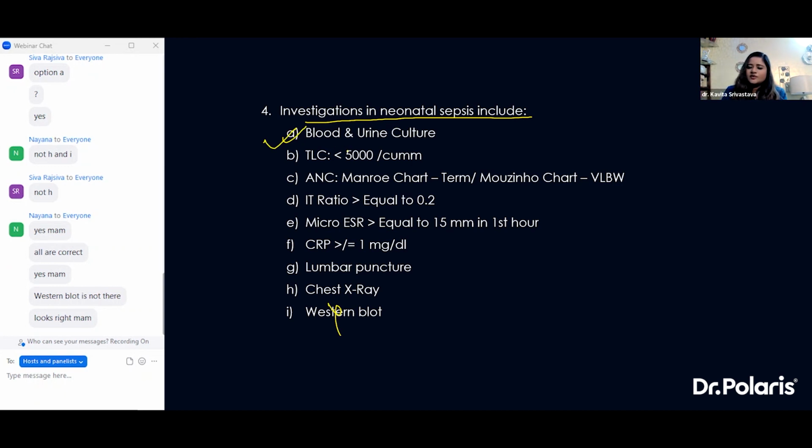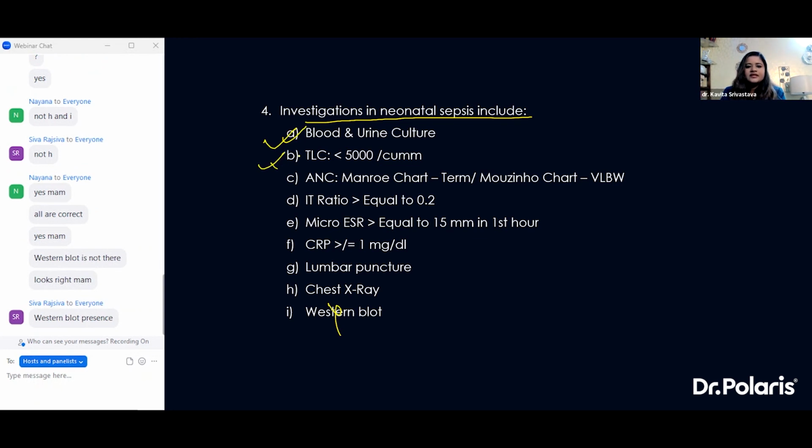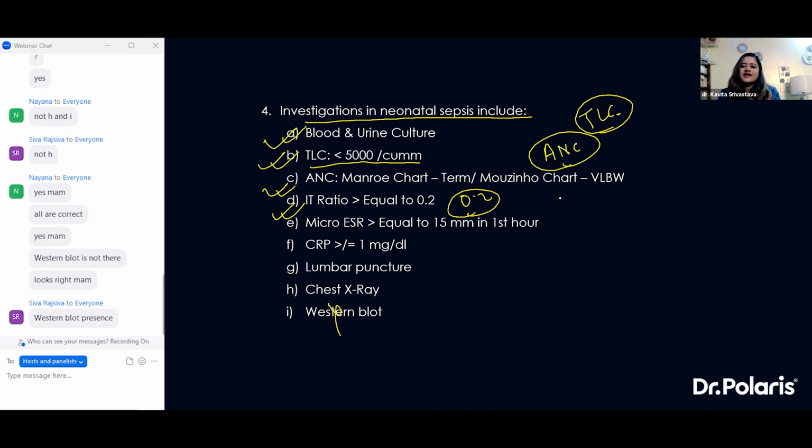Blood and urine culture will definitely help you to investigate sepsis because you can grow the organism on culture. TLC count cutoff is less than 5,000 per cubic millimeter. ANC, definitely we have to use the chart to see the absolute neutrophil count. So TLC counts and neutrophil counts are very, very important for evaluation of neonatal sepsis. And as for the gestational age, we can correlate it with the chart. IT ratio equal to or more than 0.2. So IT ratio is very, very important. Toxic granules presentations, these are all important kinds of screening that are used for neonatal sepsis.